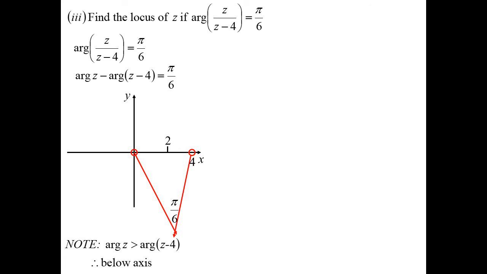That's why I've now labelled in 2. It's the midpoint of the chord. But the perpendicular from the centre bisects the chord. So if I draw a line perpendicular to that, then the centre must lie on this line.